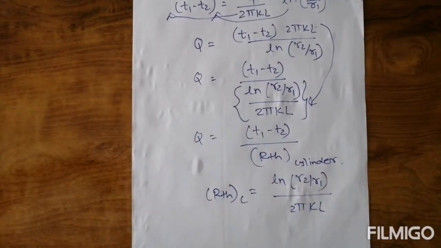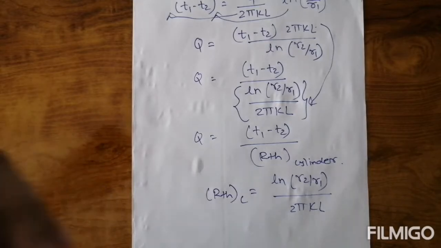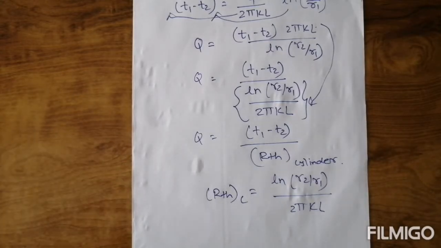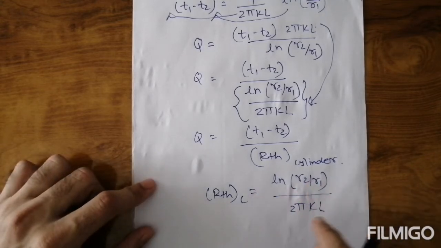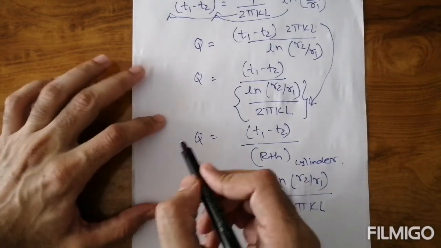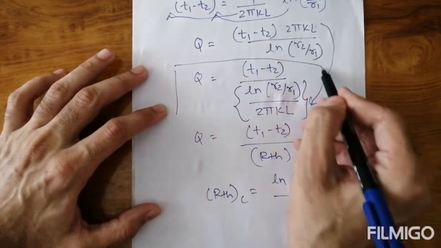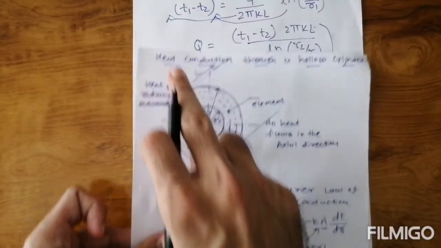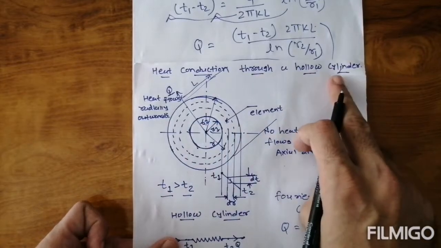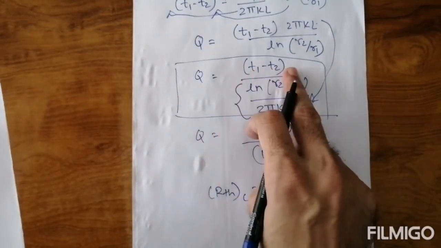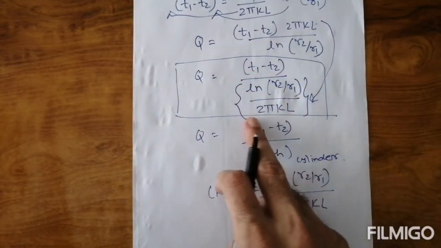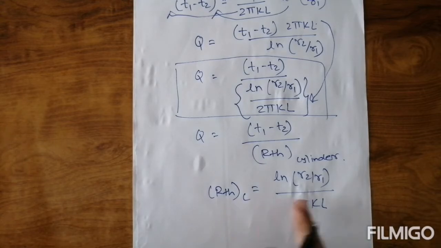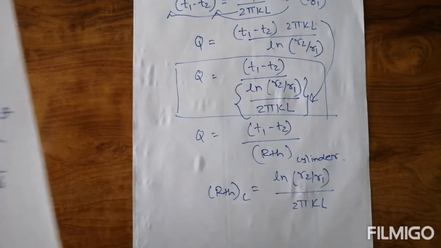Already I told you, in the plane wall, L by K into area is the resistance for the plane wall. Now here we are considering a cylinder, so our resistance changes to ln R2 by R1 over 2 pi KL. And what is our last equation? That is the rate of heat transfer, or heat conduction through the hollow cylinder: Q is equal to T1 minus T2 divided by ln R2 by R1 over 2 pi KL. That is your resistance equation for the cylinder.